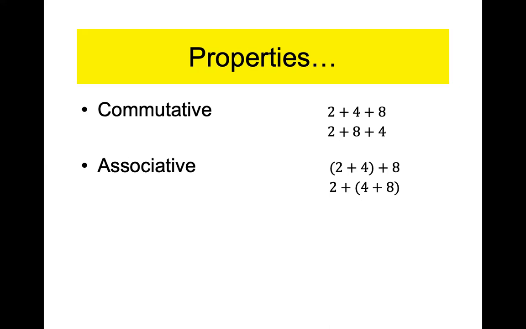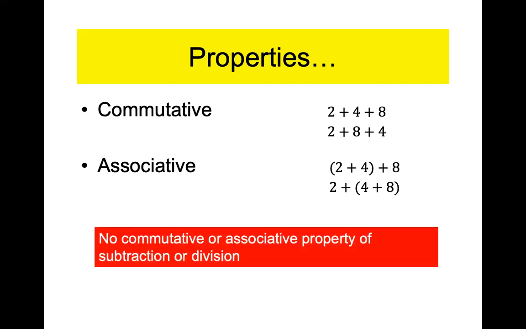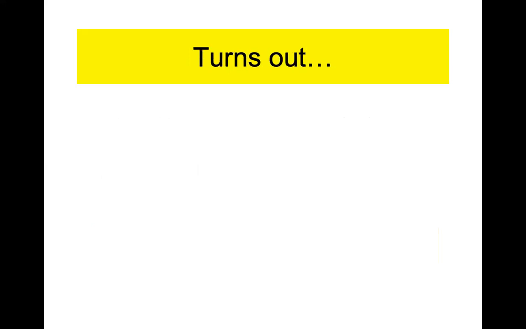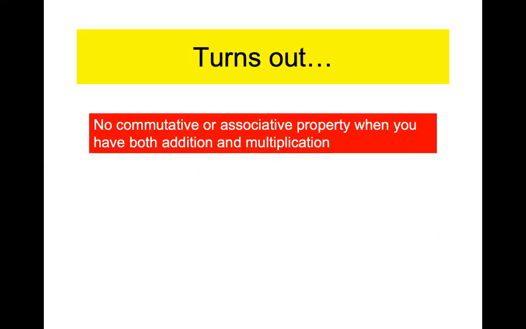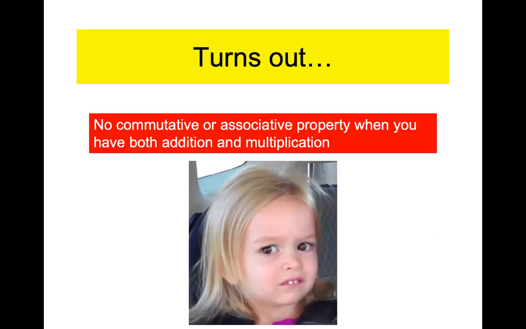This was previous, right? All I gave you is addition or multiplication. What happens if I give you both? You've got to have some way of doing that math. So notice there's no commutative or associative property of subtraction or division. We also don't have a property that combines addition and multiplication. Turns out that there's a way of handling this, and it's called PEMDAS.